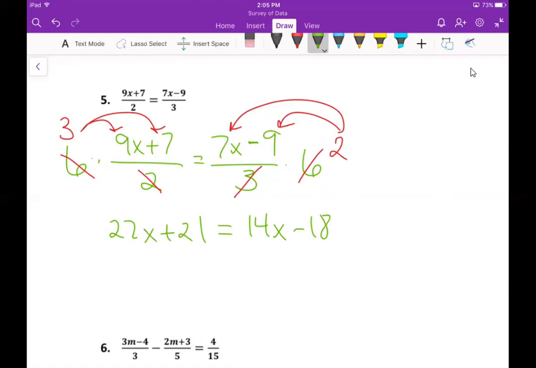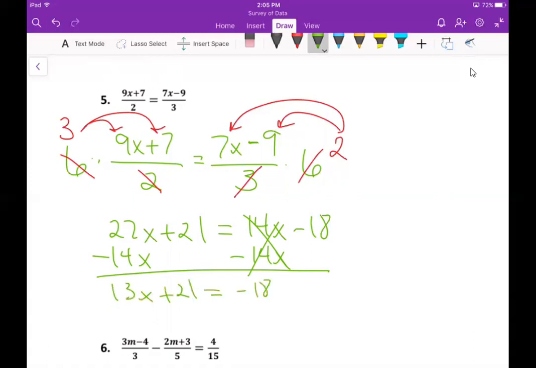Now at this point, we've seen ones like this before, right? This is where I would move my x's to the left-hand side by subtracting an x term to move it. That cancels the x term here. 27x minus 14x would leave us with 13x plus 21 equals negative 18. And that's when I would move my numbers by adding or subtracting to the other side. Okay, we'd have to subtract 21 to cancel a positive 21.